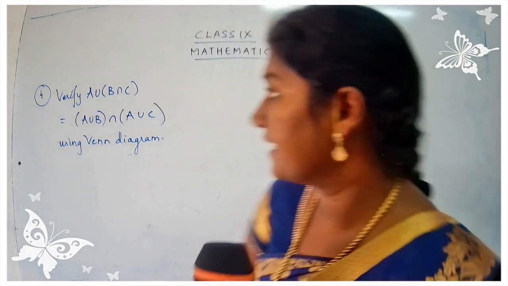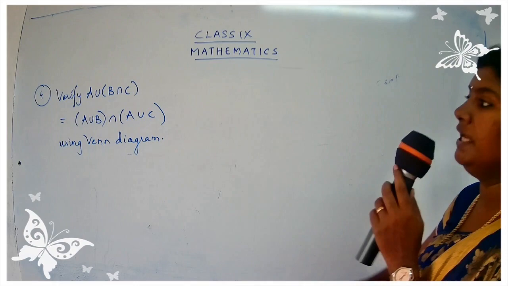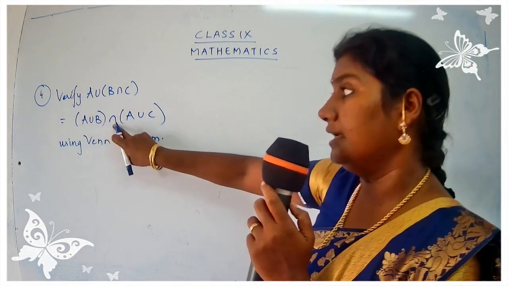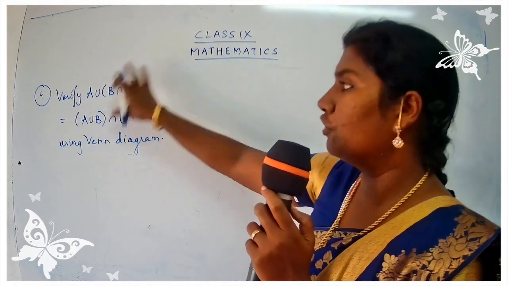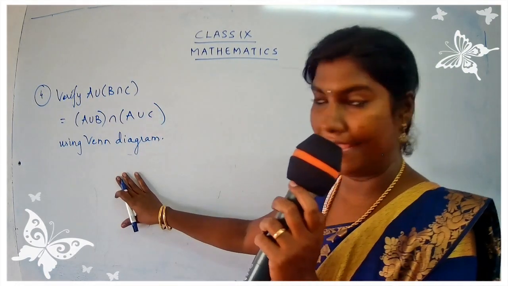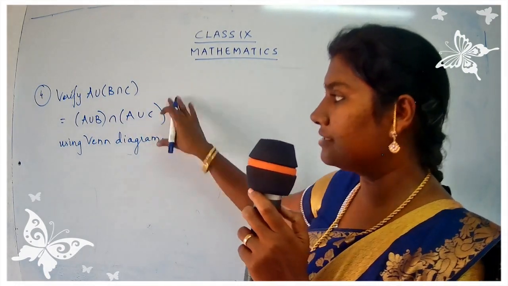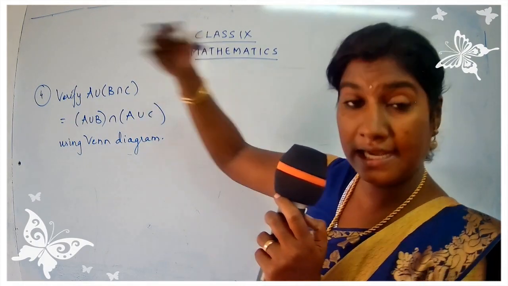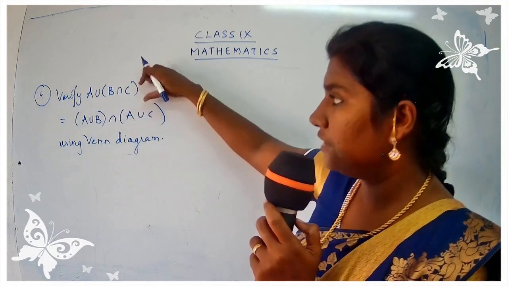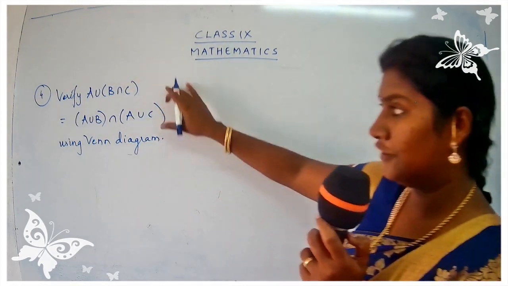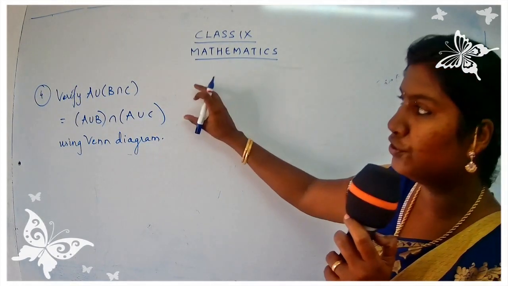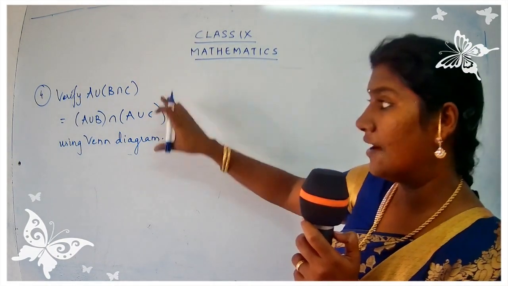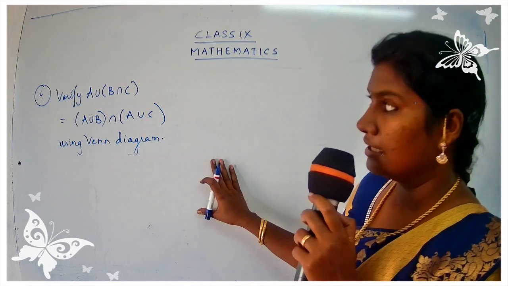Here the question says, verify A union B intersection C is equal to A union B intersection A union C, and you are going to verify this using a Venn diagram. Like we have done some of the sums of this method, we were dealing with the LHS and the RHS part. So here we have the LHS part and the RHS part. So we are going to draw the Venn diagram for LHS and also for RHS. Let's start with the work children.